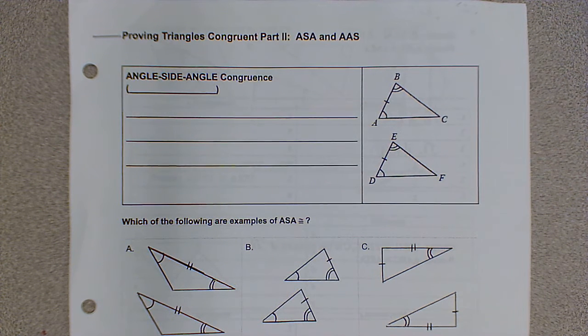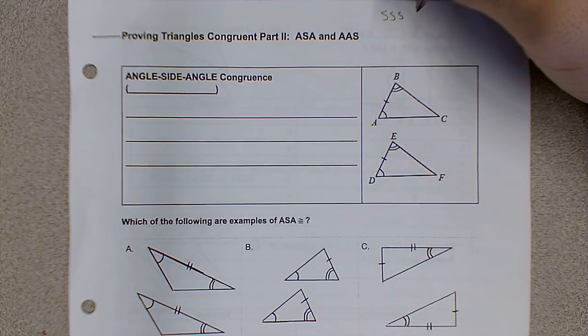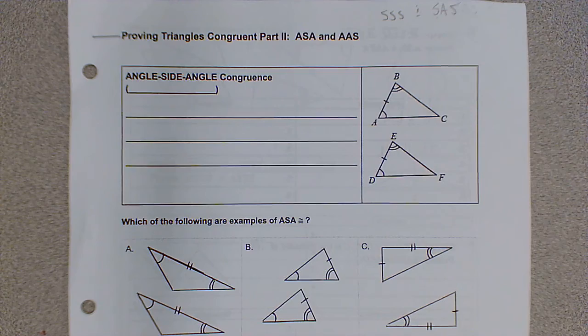Alrighty. So we are on notes 2 of 3 in our chapter on proving triangles congruent. In the last set of notes, we looked at side, side, side, and side, angle, side congruence. This time we're looking at angle, side, angle, and angle, angle, side congruence.